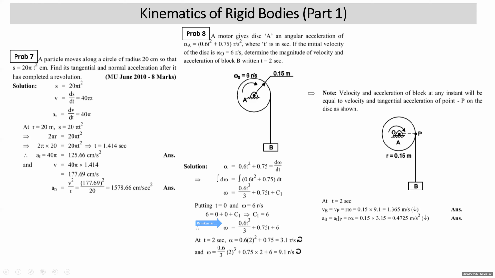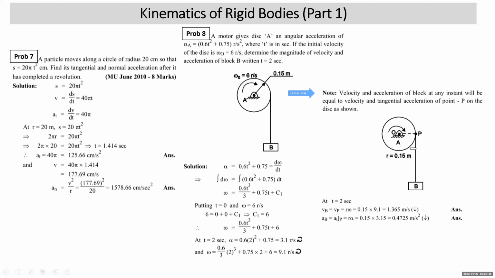So we can remember this note: velocity and acceleration of the block at any instant will be equal to the velocity and tangential acceleration of the point P on the disk. So the velocity of this block B at any instant will be the velocity of point P, as velocity is tangential. The velocity of a point on the rim will be transferred or carried forward to the string. All right. And hence the velocity of the block will be the velocity of point P.